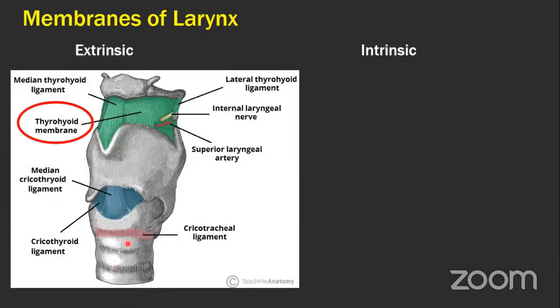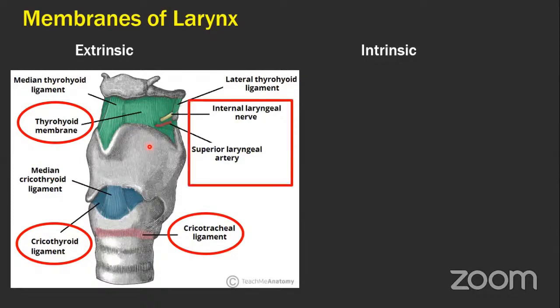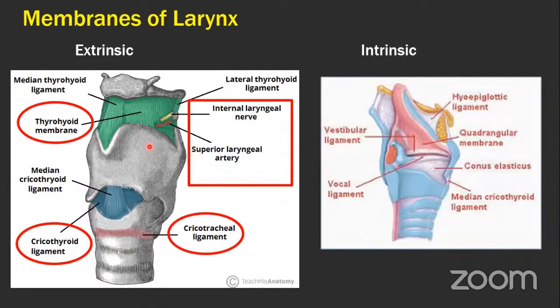So one is the thyrohyoid membrane. See, this is the thyrohyoid membrane and it is pierced by the internal laryngeal nerve and superior laryngeal artery vessels. Okay, so one is thyrohyoid, another one is cricothyroid, and the third is the cricotracheal ligament. They are extrinsic membranes, and the intrinsic are two in number.